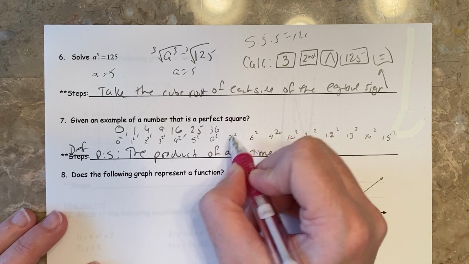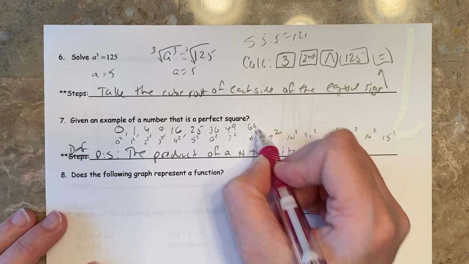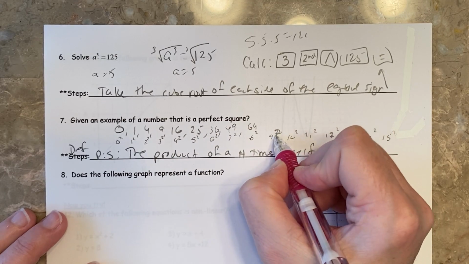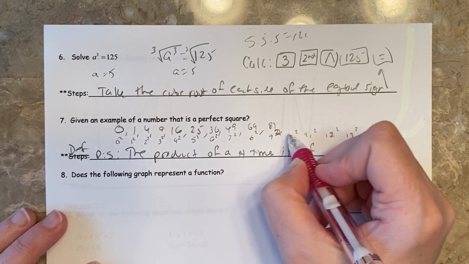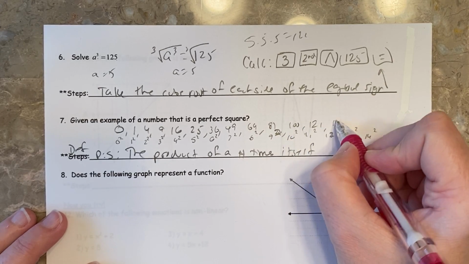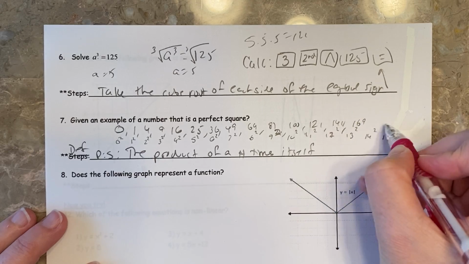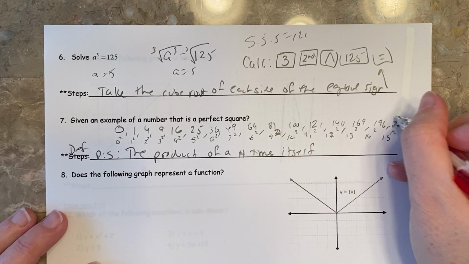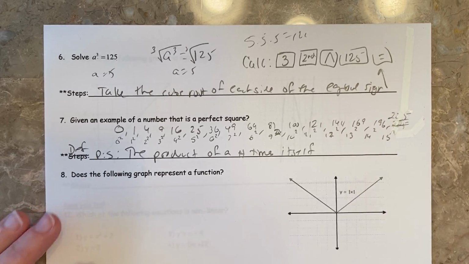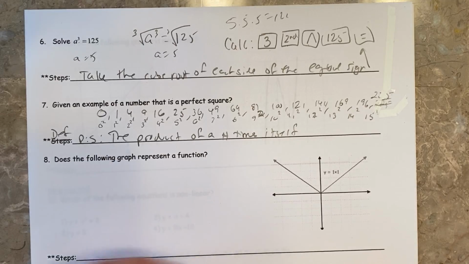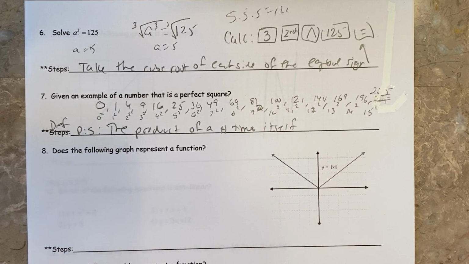So we have 36. 7 times 7 is 49. 8 times 8 is 64. 9 times 9 is 81. 10 times 10 is 100. 11 times 11 is 121. 144, 169, 196, and 225. So this is actually going to be a multiple choice question, and you're just going to have to pick out which one's a perfect square. So we'll just not really solve anything. I'll just list them, and then you kind of know where they came from.